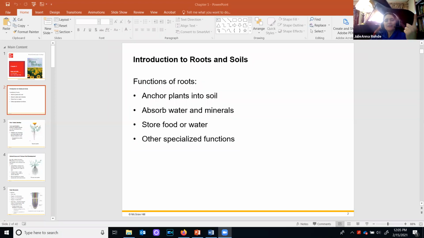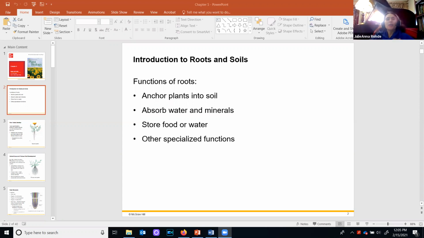First one is to anchor the plant into the soil. The second is to absorb water and minerals. And the third is to store food or water. And those are really straightforward. Boom, boom, boom. So I can always remember those. And the fourth one, it's like, here's other specialized functions. That's what it is. How vague can you get, right?